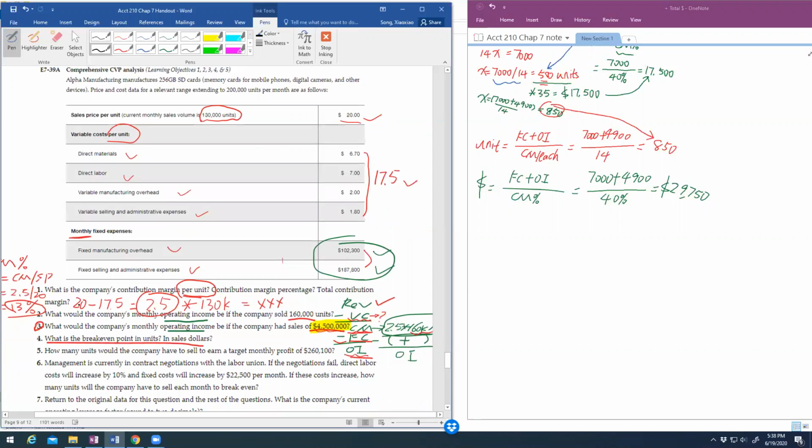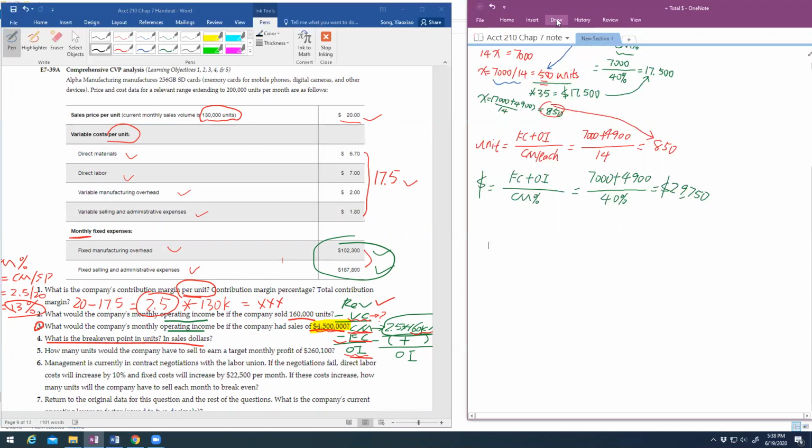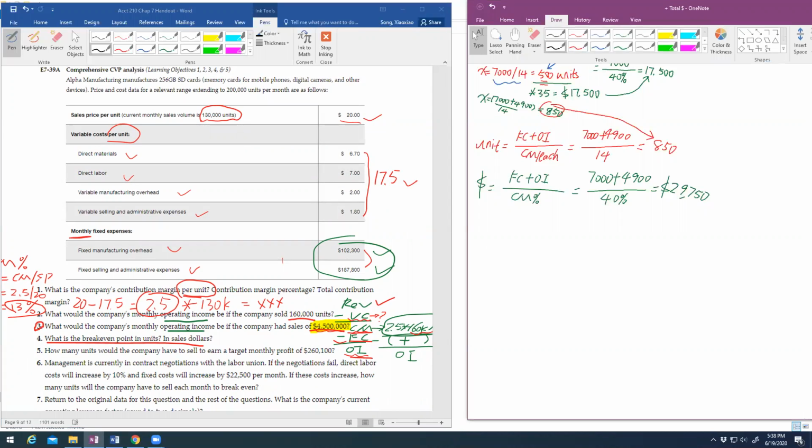Remember, we have this example. We talked about the first one, the second one, the third one. We said we will do the fourth one. So let's just go to the fourth one and see how we get started.